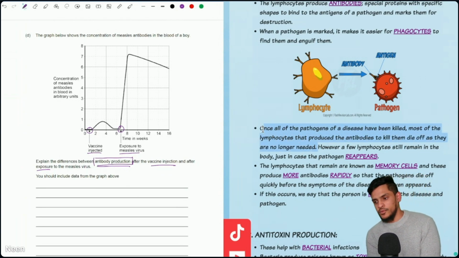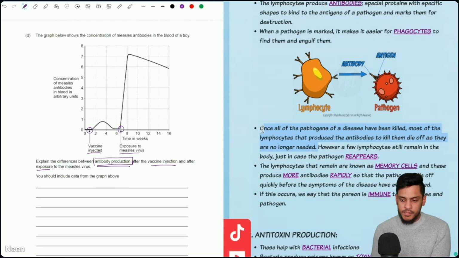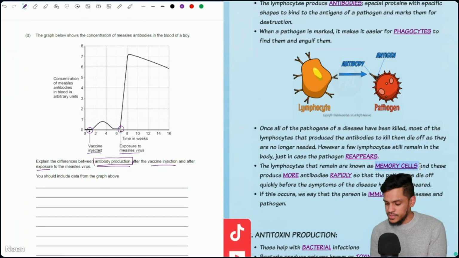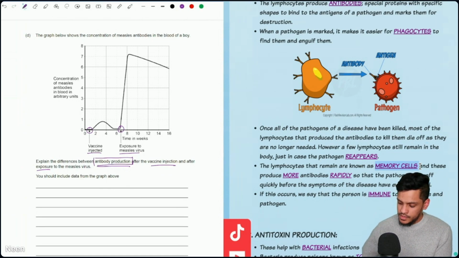So once you fought off all the measles pathogens, most of them die off, but some of them still remain, and we call those memory cells. Okay, so we got some memory cells. So the memory cells remain so that if you're ever exposed to the measles virus again, the white blood cells will rapidly produce the antibodies. So what's the 2 differences? You can see here, this one's much higher. The line is much steeper. See, look at that line, and then look at this line.